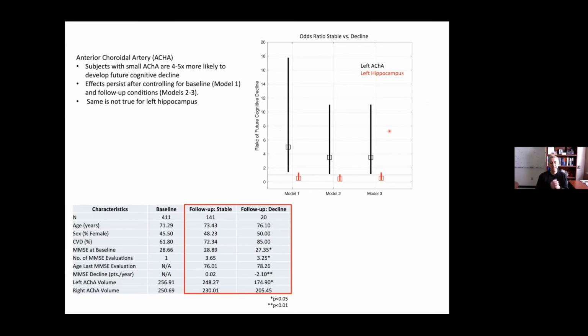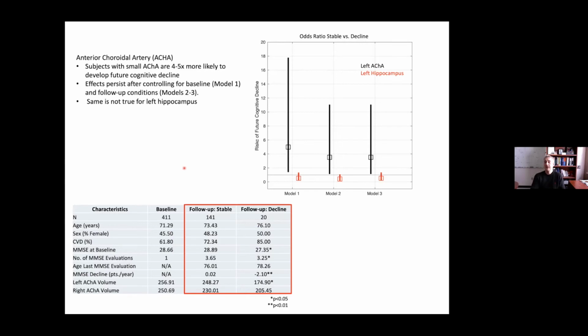So then at follow-up, we decided that we would only analyze the cognition of these patients. And so what we found is that out of 411, 141 were cognitively stable 3 years later, whereas 20 of them were in significant cognitive decline. And so we went back and looked at their baseline MRA images and found that the baseline volume of the left ACHA could predict cognitive decline. In fact, those who had a small ACHA were 4 to 5 times more likely to develop cognitive decline.